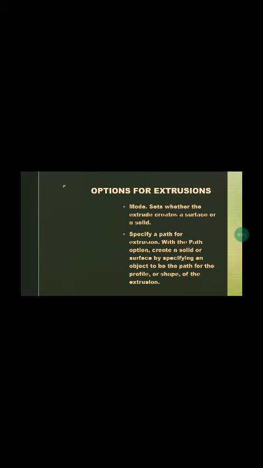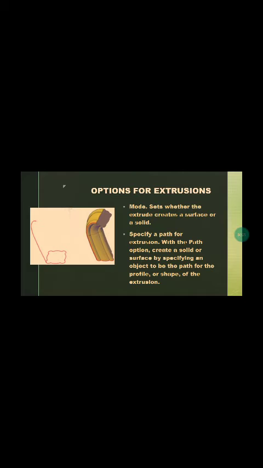Sets whether the extrude creates a surface or solid. Specify a path for extrusion. With the path option, create a solid or surface by specifying an object to be the path for the profile or shape of the extrusion. Kung mag-extrude tag object, daghan ta og option. So, the extruded object starts from the plane of the profile and ends on a plane perpendicularly. Padulong sa path hangtod sa endpoint of the path.